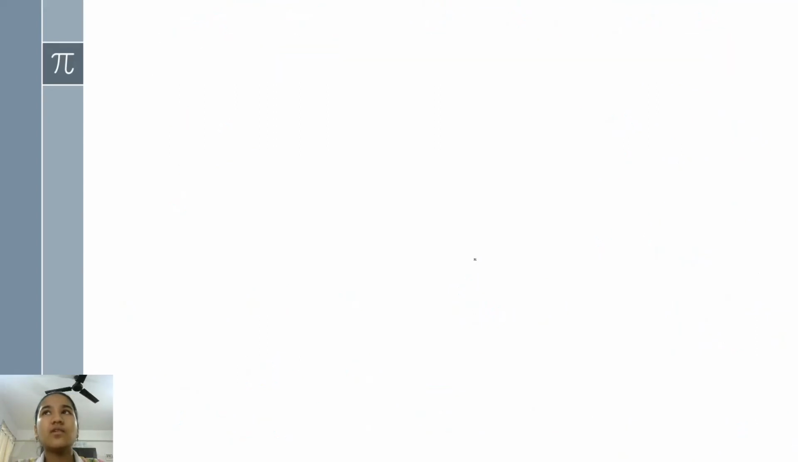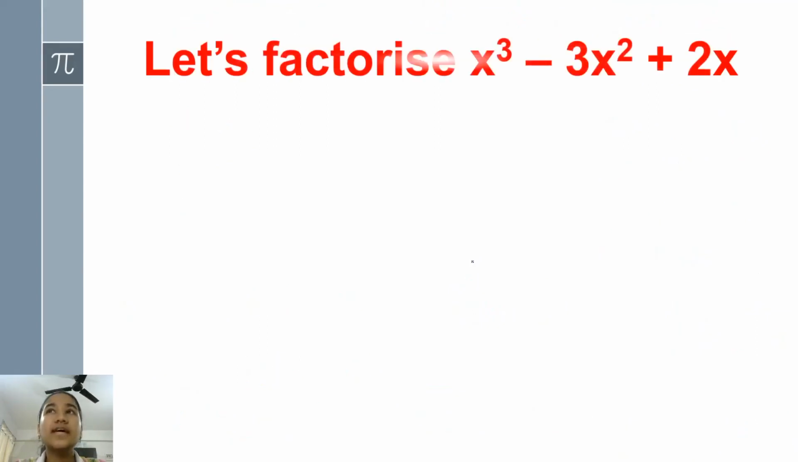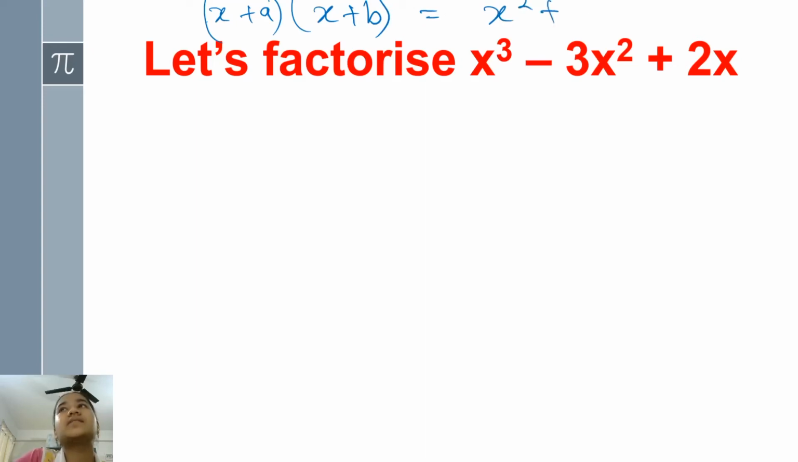Okay, so we'll be solving another question to be more clear with it. Let's factorize x cubed minus 3x square plus 2x. Now this is x cubed. So now what we have to do? Yes, this is the question which comes to your mind. But don't worry, I'll make it simple. We have to use the same identity. Let me inform you, that is x plus a into x plus b is equal to x square plus a plus b x plus ab. Okay, so this is the identity we are going to use.